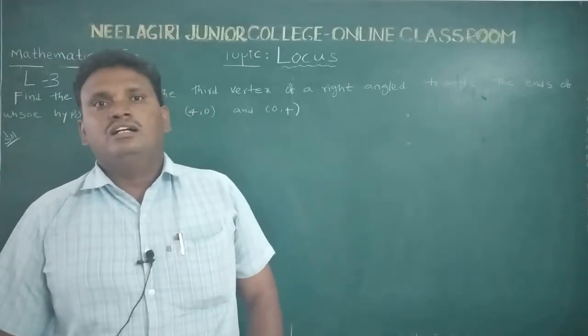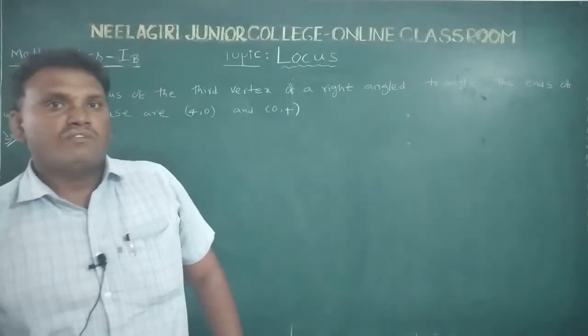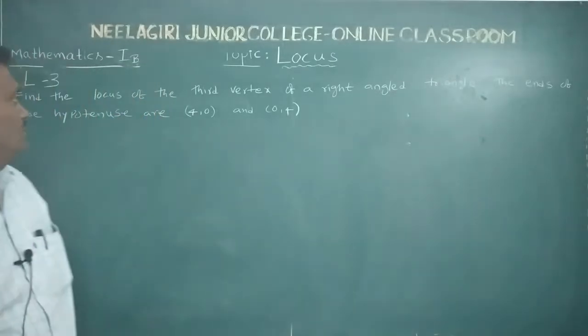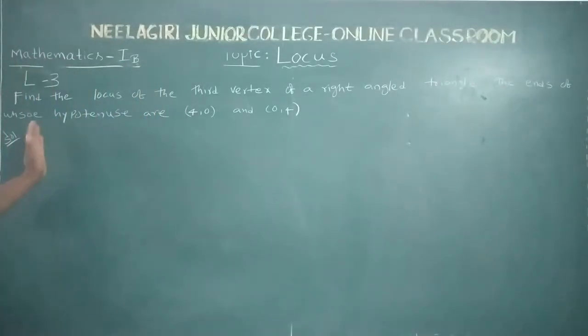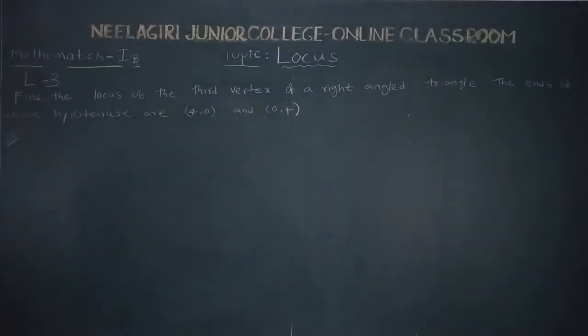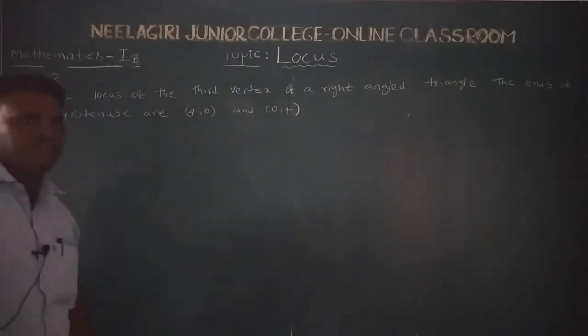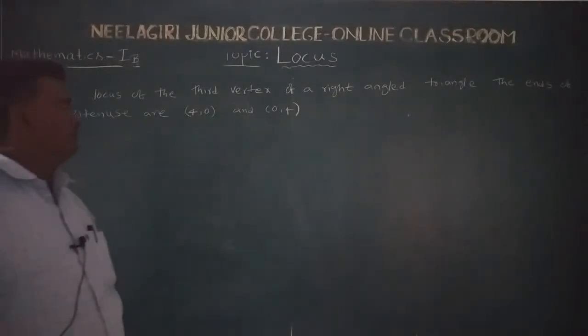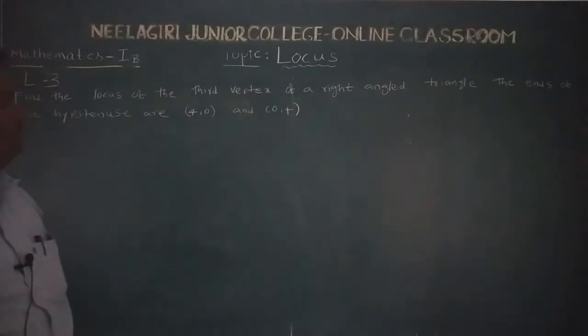Continues the next problems on the locus. First, find the locus of the third vertex of a right angle triangle whose hypotenuse ends are (4, 0) and (0, 4).